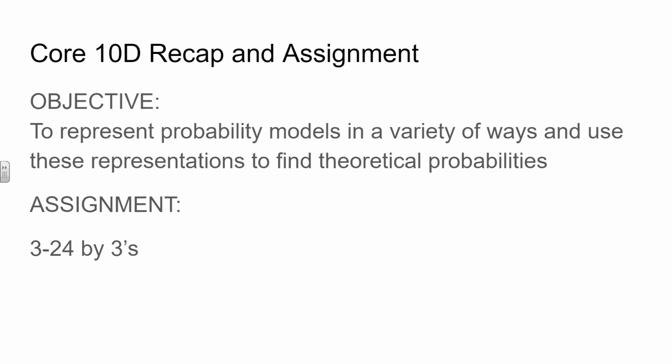Core book for Haese, section 10D. We talked about theoretical probability. We talked about how to represent them in different ways to help us find the different probabilities. And for the assignment for this, I'd like you guys to work on number 3 through 24 by 3s. I realize I neglected the page number there. I'll make sure to include that in the assignment that I post on Google Classroom.